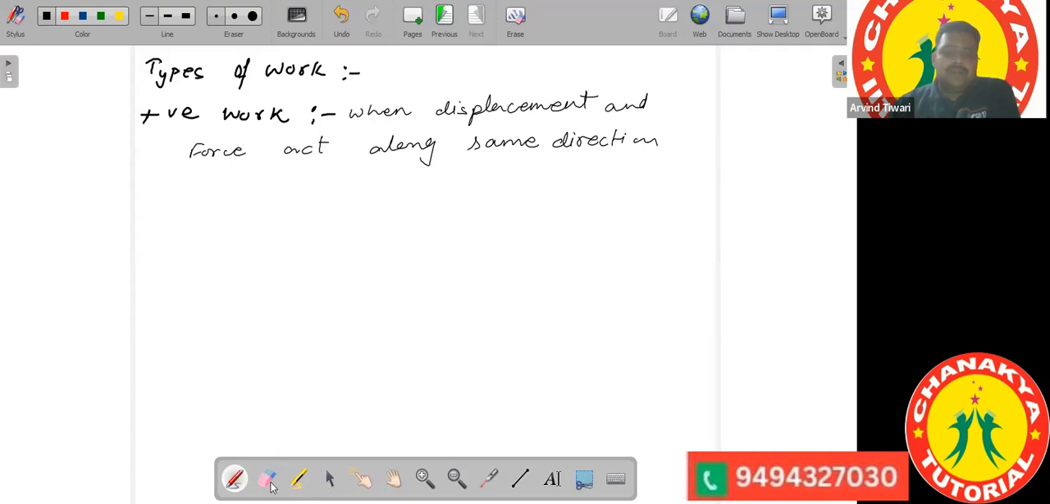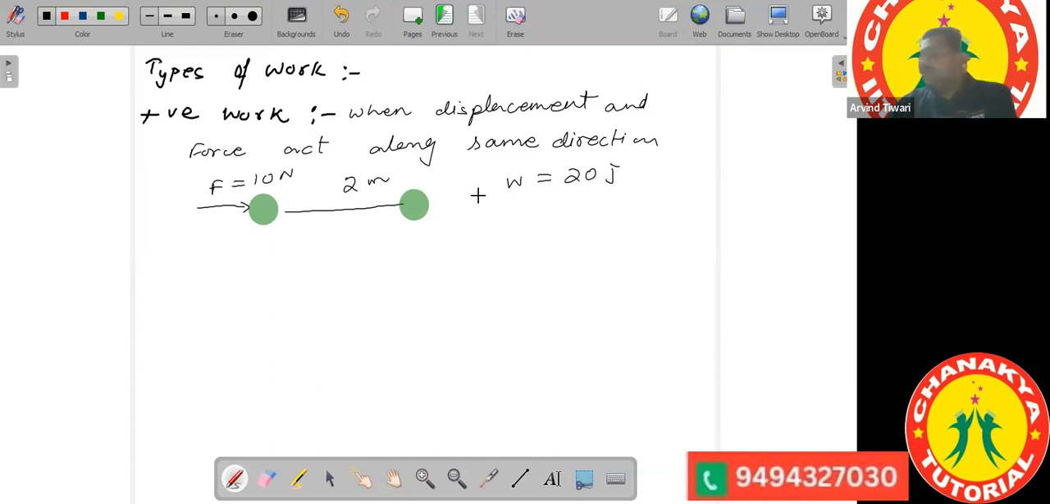For example, suppose I take this mass, just as we did, and I applied some force on it. Let's say I applied a force of 10 Newton on this mass, and it moves through a displacement of, let's say, 2 meter, right? So the amount of work done will be 20 newton meter or 20 joule. We can say that the amount of work done is 20 joules.